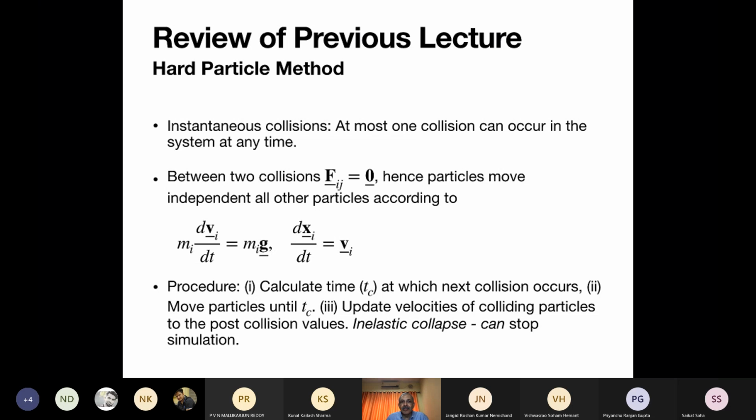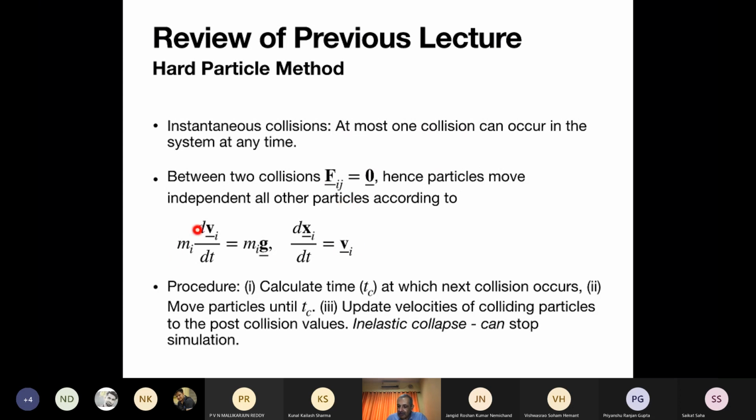So let's look at the steps, or assumptions, for the hard particle method. At any given time, only one collision can occur. Between any two collisions, the interparticle force is 0, so in this equation that F_ij just goes away. Hence, at any given time, particles move independent of all other particles.